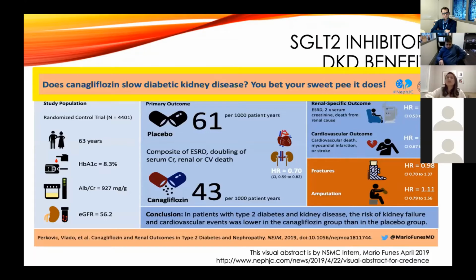What they found was that the composite outcome of ESRD, doubling creatinine, and renal or cardiovascular death was lower in the canagliflozin group compared to the placebo group, at 43 and 61 per 1,000 patient years respectively, which resulted in a 30% lower relative risk. They calculated the number needed to treat to prevent the primary composite outcome at 22. Fairly impressive.